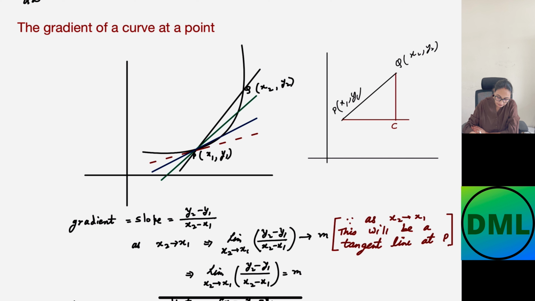If I have to write down the coordinates of C, the x coordinate will be the same as Q, so that will be x2. Let's write down here x2. And the y coordinate will be the same as this coordinate, which is y1. So the coordinates of C are (x2, y1).